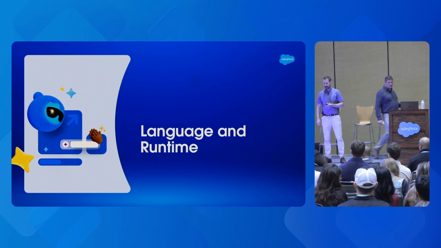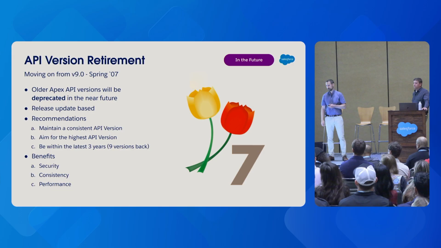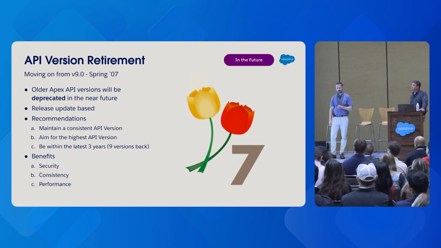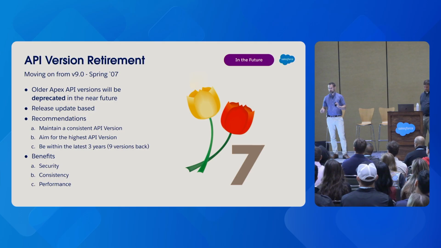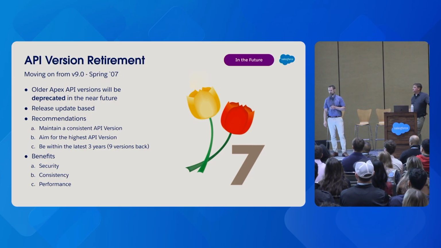Thank you. Right, the first thing I want to talk to you about is a big forward-looking announcement, and that is that API version retirement is coming to Apex. A lot of you might be already familiar with this process for the platform APIs. A bunch of API versions have already been retired there, and we are introducing a similar process to Apex. So there's no set timetable yet, no need to panic, but anticipate that in the near future, Apex API versions will be retired. It's going to be a release update process.